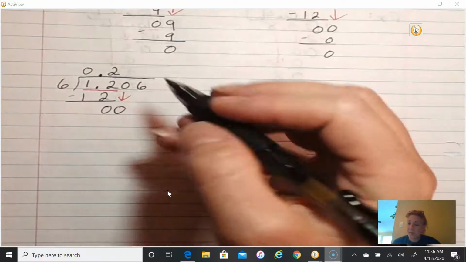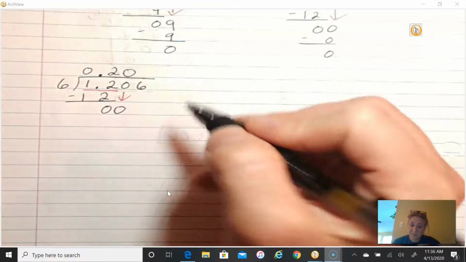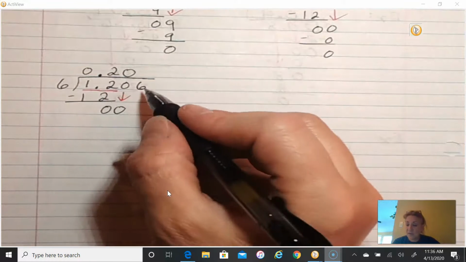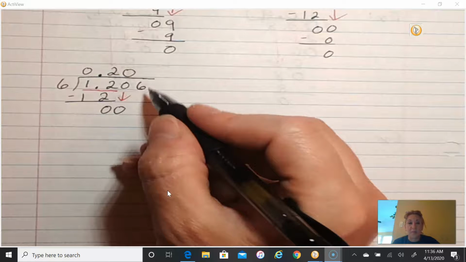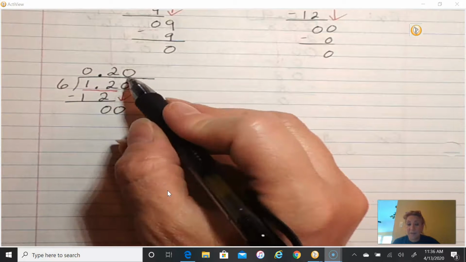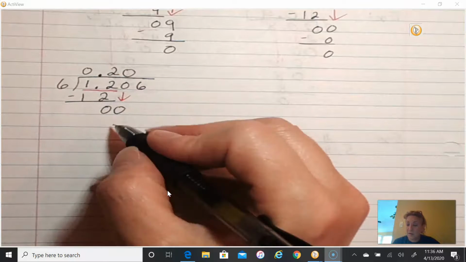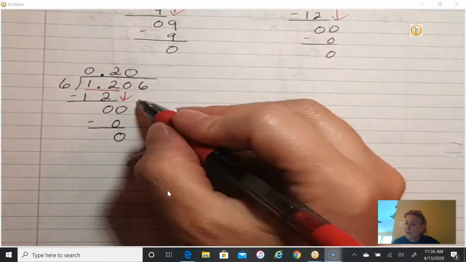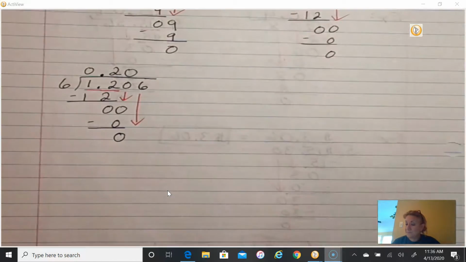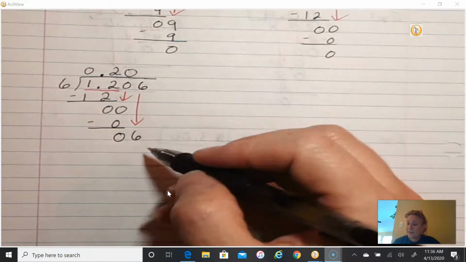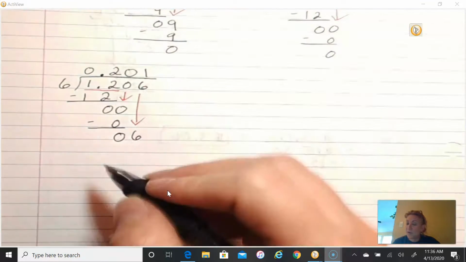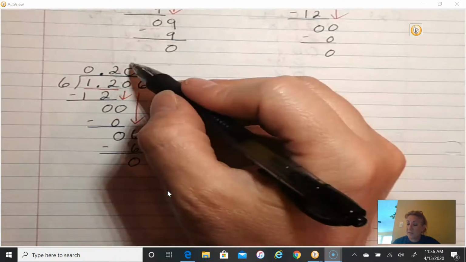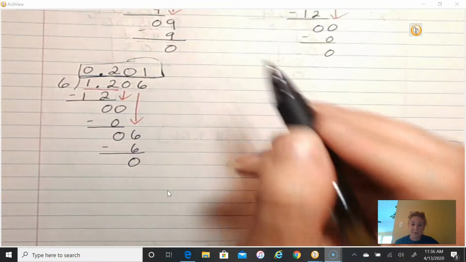6 goes into 0 0 times. You don't say, oh well, and then keep bringing numbers down. You go ahead and you put that 0 up there. 0 times 6 is 0. Subtract, you get 0. Bring down your 6. 6 goes into 6 1 time. 1 times 6 is 6. Subtracting, you got 0. That's your remainder. You've run out of numbers up here.